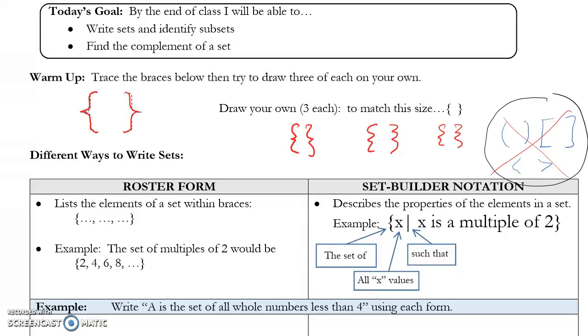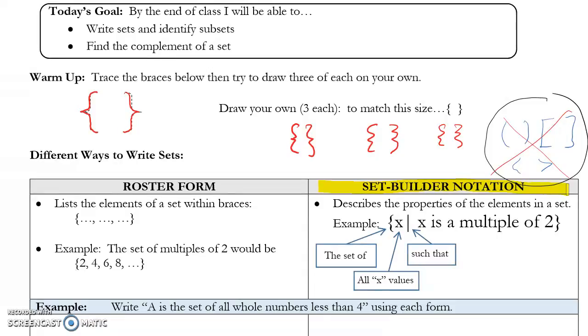Okay, so with all of that said, there are two different ways that we are going to talk about writing sets. First is roster form, and the second is called set builder notation. This is one that's going to be pretty important. We're going to use this actually most often in this class. You'll use it most often in your Algebra 2 class and beyond as well.